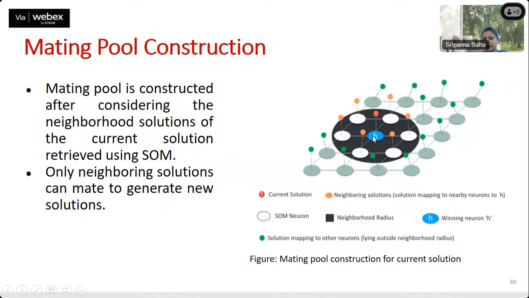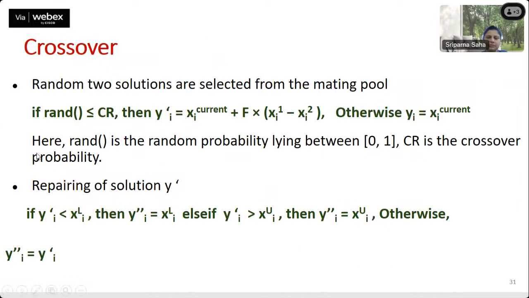So H is our current solution. Solutions in the neighborhood will take part in mating pool construction, and the solutions in the mating pool will take part in the mutation and the crossover operation. Only neighboring solutions can mate to generate the new solutions. So this is the crossover operation.